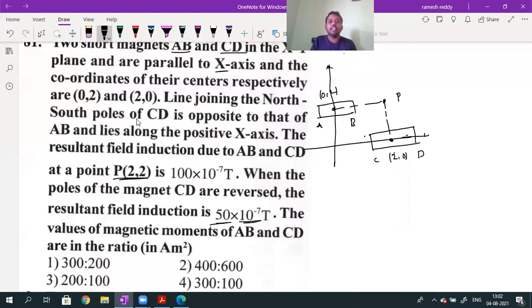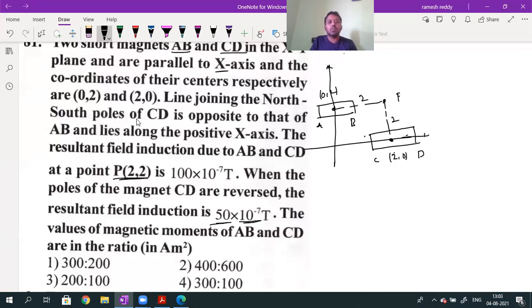The resultant field induction due to AB and CD is at the point (2, 2). This means it is at a distance 2 from the center of AB, and also at a distance 2 from the center of CD. Now they are asking us to calculate the resultant magnetic field induction at point P. Why are the coordinates of point P (2, 2)? Okay?